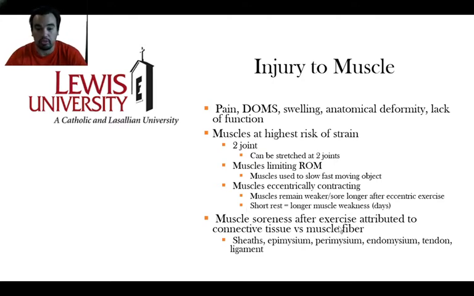So a lot of times that muscle soreness after exercise is attributed to connective tissue versus the muscle fibers. So the sheaths, the epimysium, the perimysium, the endomysium, the tendons, and the ligaments are actually where they start getting sore, not so much the muscle belly, because you've got to think the muscle belly itself has a lot of blood flow, whereas these connective tissues don't have very good blood flow. So when you get these traumas and pulling on them and tearing them, micro tears in them, they take a little bit longer to heal, and they don't heal as well because they don't have that blood flow.